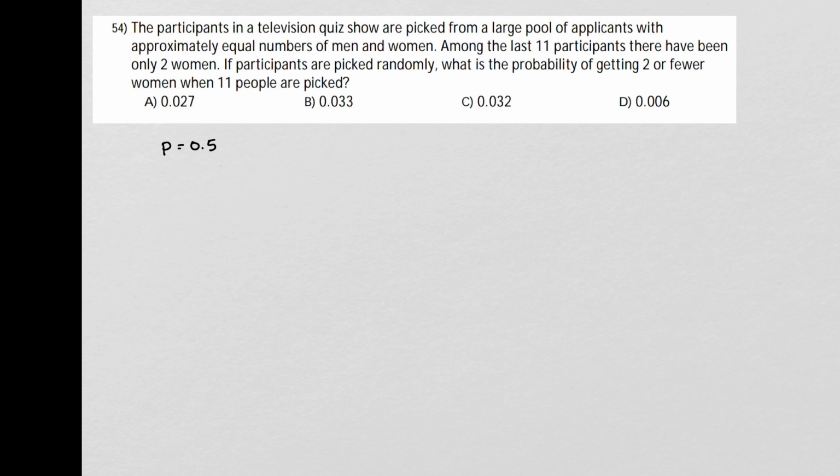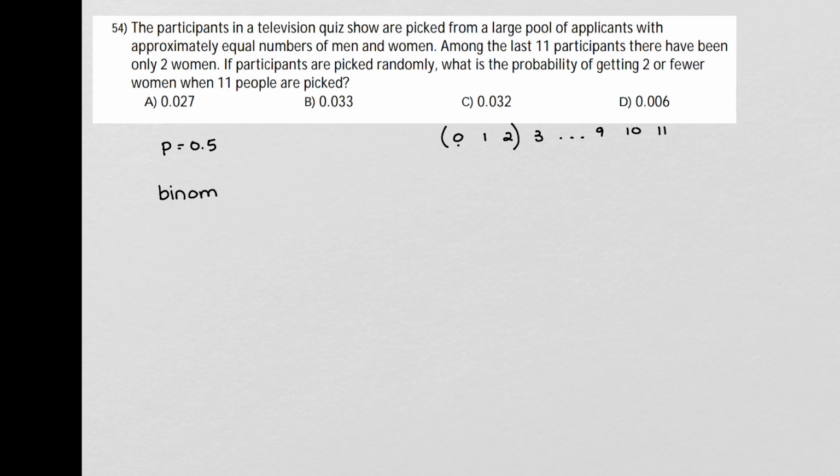Among the last 11 participants, there have been only 2 women. We want to know what is the probability of getting 2 or fewer women when 11 people are picked. So again, I'm going to list out my possibilities. I don't have to list everything. So 0, 1, 2, 3, and then 9, 10, 11. And we want the probability of 2 or fewer, so that's going to be 0 to 2. We're already starting at 0, so this is good to put into the calculator.